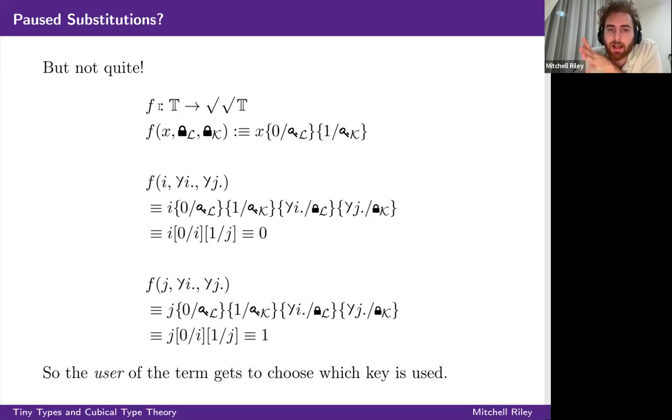And so if we get handed a term like this, the user of the term has some control over what co-units end up getting used when you simplify. So it's not quite just delayed substitutions or paused substitutions or something like that.